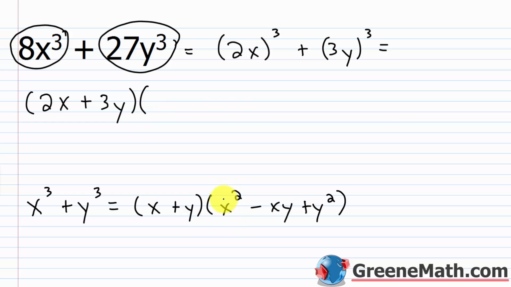And then we have the guy that's being cubed, the first one squared. So square 2x, I would get 2 squared is 4, x squared is just x squared. Then minus, you have x times y. So this guy times this guy, 2 times 3 is 6, x times y is xy. And then plus, you have y, or whatever the last thing is that's being cubed, being squared. So 3y squared, 3 squared is 9, y squared is just y squared. So this factors into 2x plus 3y, this quantity, times the quantity 4x squared minus 6xy plus 9y squared.